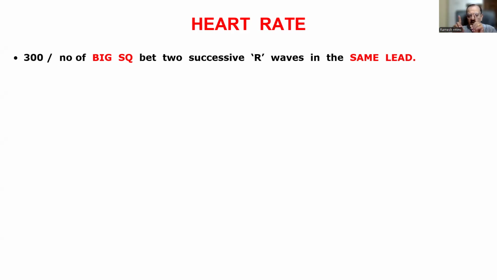Suppose there are 3 big squares between 2 R waves. The heart rate is 300 divided by 3, it is 100. Suppose there are 4 squares in between, it is 300 by 4, 75. So that's all. It is a simple thing. Only thing is you should select the 2 R waves in the same lead. You should not take one in lead 1 and one in the adjacent lead in aVR. That should not be done. Same lead you must count. I'll show you examples.